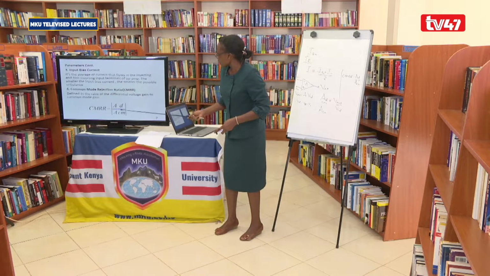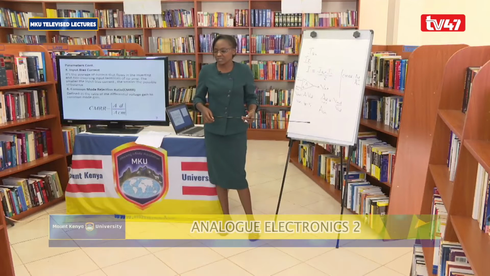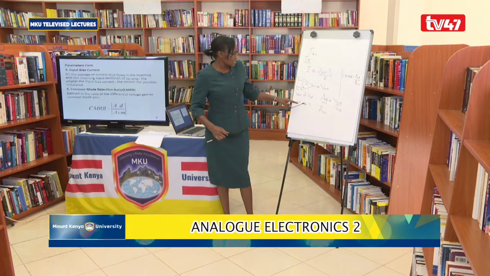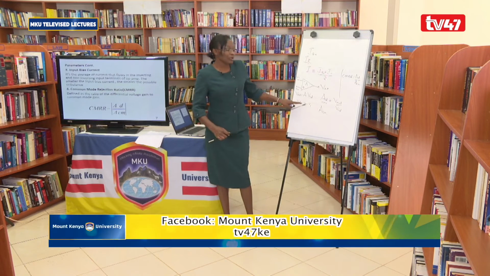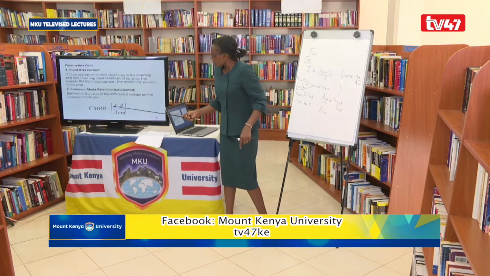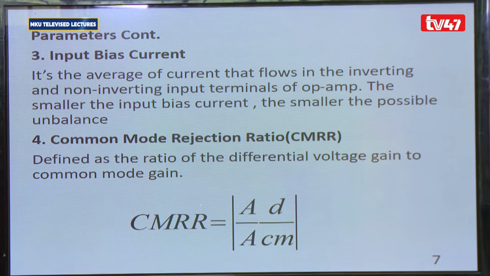We can see here that we have the magnitude, which means that our differential gain can attain either a negative value or a positive value, depending on which of the two inputs is higher. If V1 is higher, our VID will be negative. If V2 is higher than V1, our differential gain will be positive. In case we have a negative, the magnitude takes care of that.